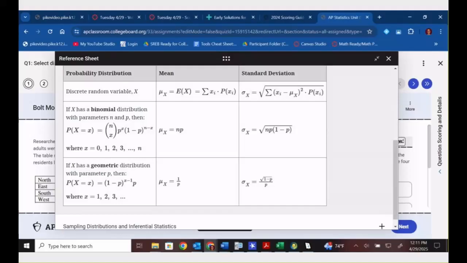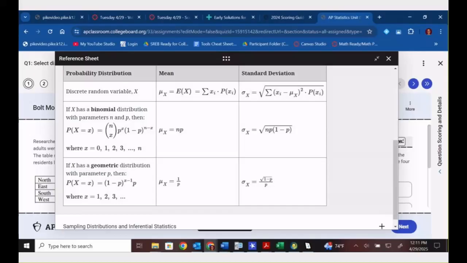And then the probability of the desired outcome to the power of how many times we want that to occur, times 1 minus the probability of the desired outcome to the power of whatever remains in n. Because x and n minus x should always add up to n. Here's the mean for binomial distributions, n times p. And here's the standard deviation, square root of n times p times 1 minus p.